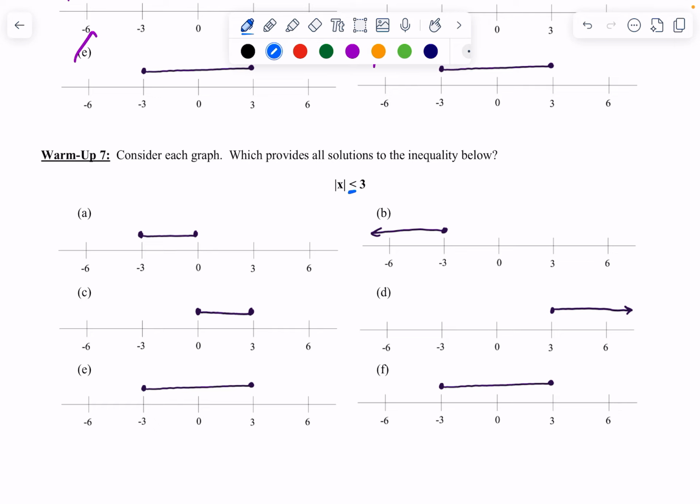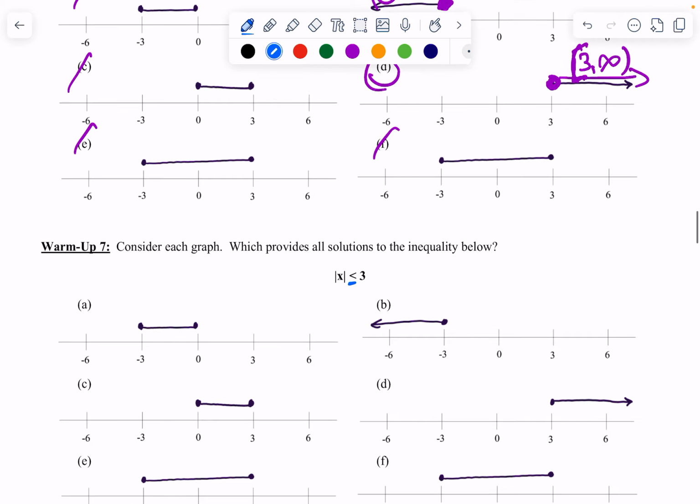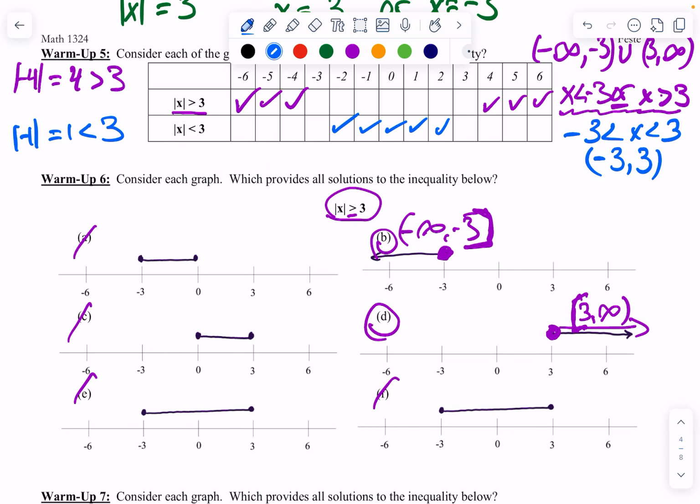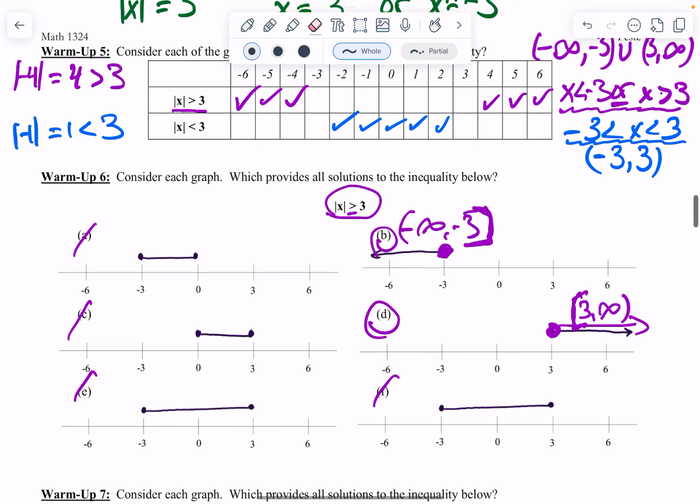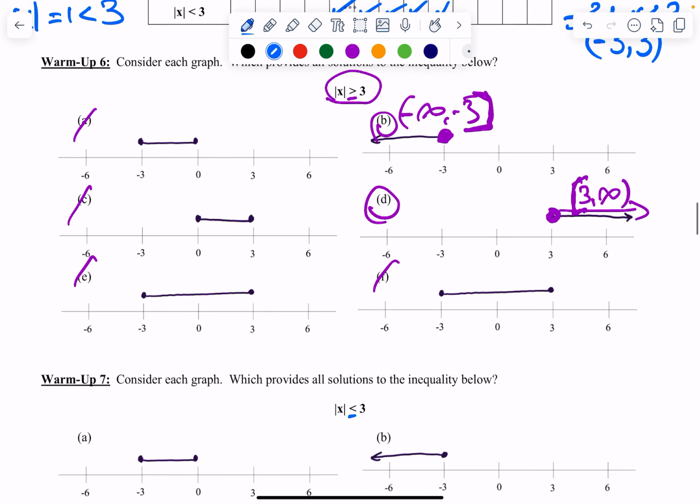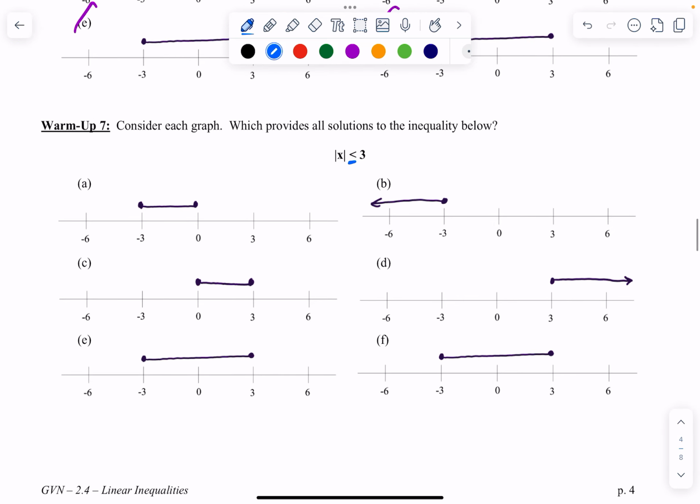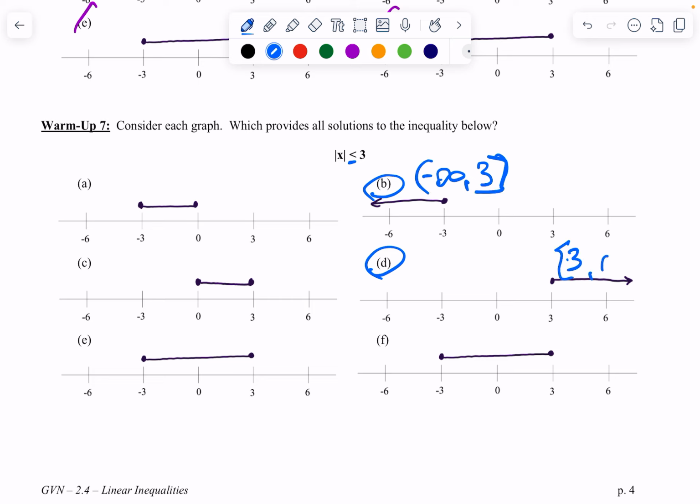So the same thing on here, we got -3 is less than x is less than 3. So as we did the numbers on the graph in the middle here, in between the -3 and 3, on the number line, it should look very similar. So looking at B and D again, B is the one that is going from -infinity to 3, and D is going from 3 to infinity.